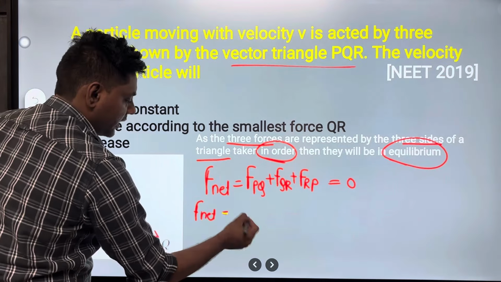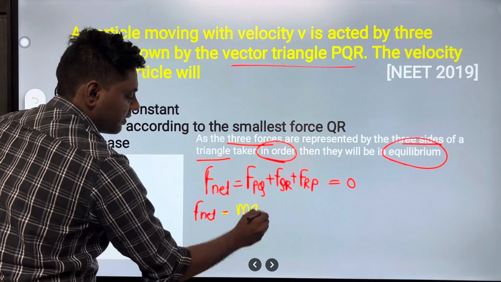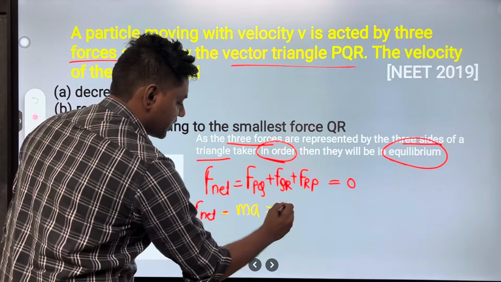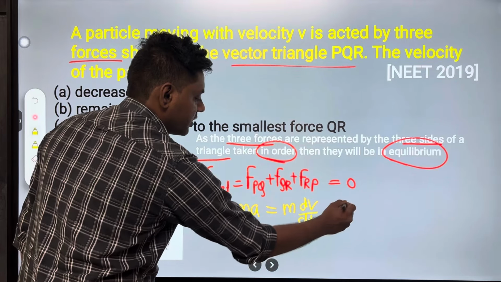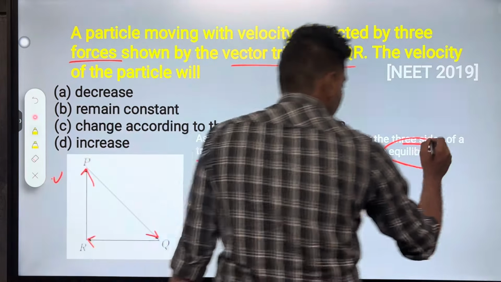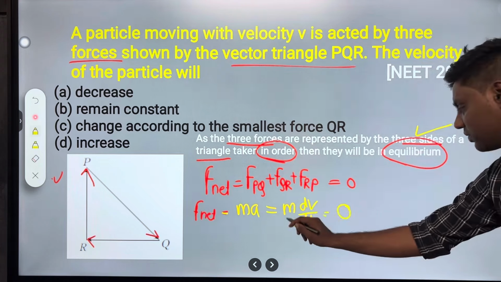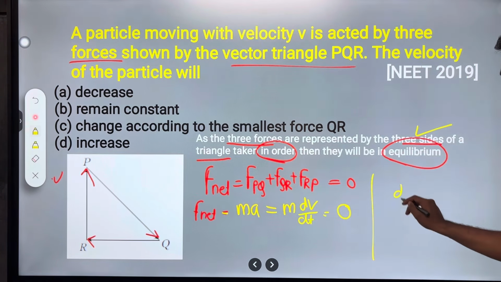Force is equal to mass into acceleration. And what is meant by acceleration? M into dv by dt. And what is the net force? That is 0. Why 0? Because it is equilibrium. So according to that we can conclude that dv by dt is equal to 0.